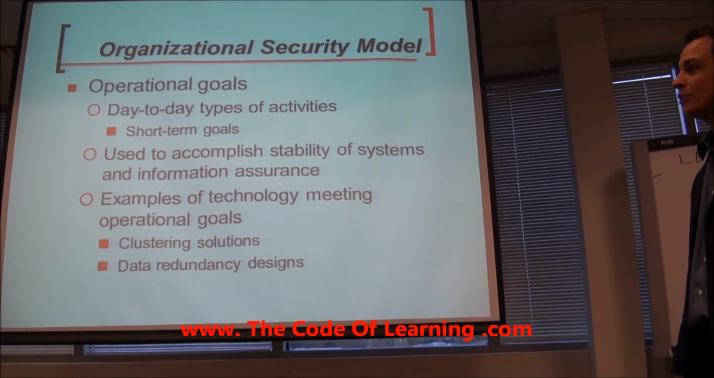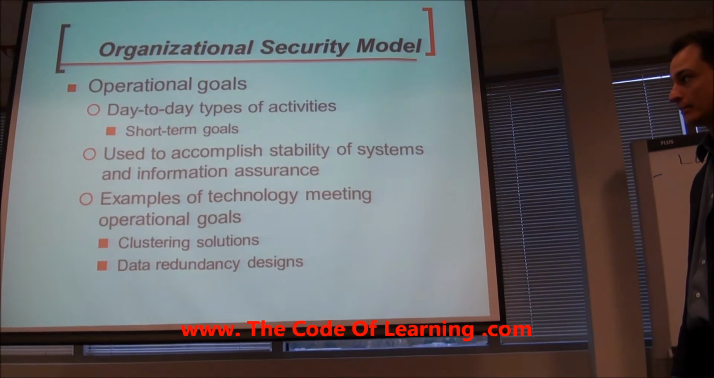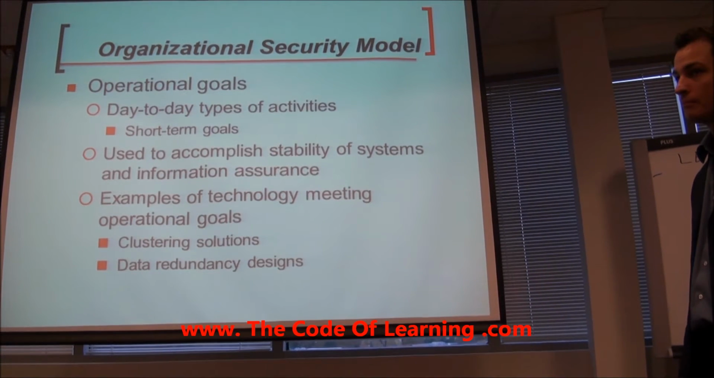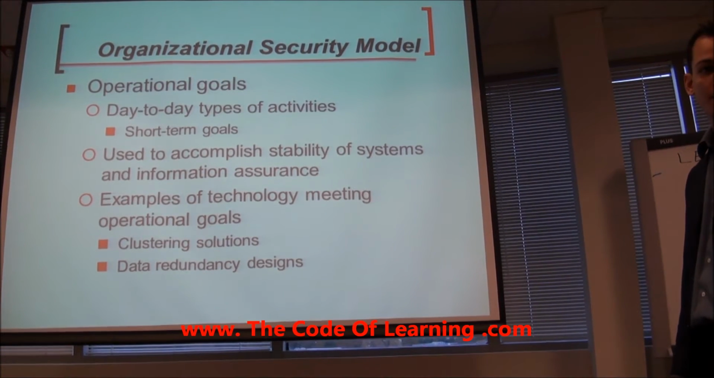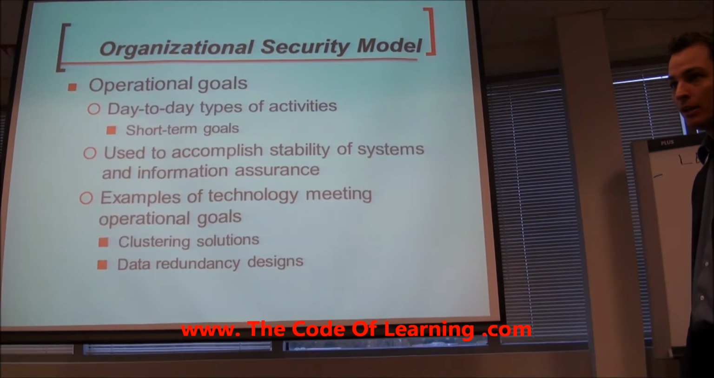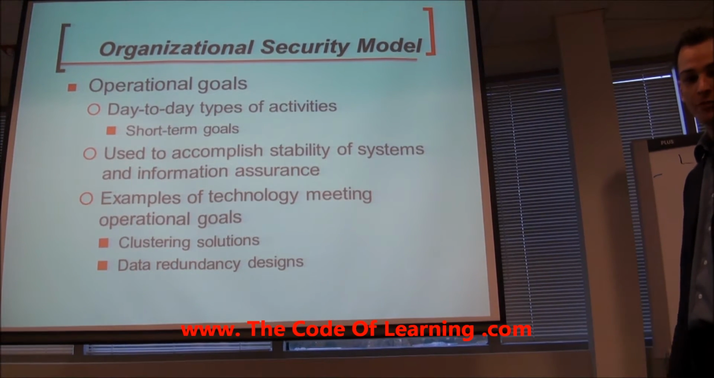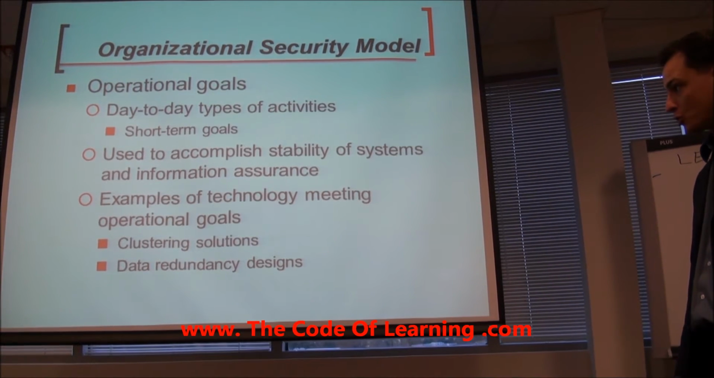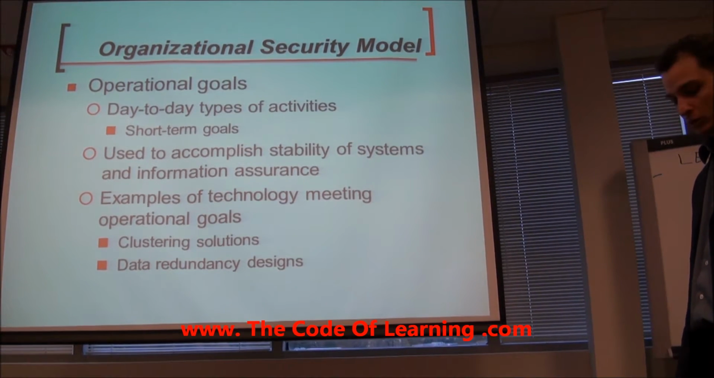Operational goals, circle day to day. If you have a service background, normally your day-to-day goals are your tactical goals. Here it's going to be different. Here, operational means day to day. So, your daily shift reports, your daily reports, that's day to day, which would be your operational goals.